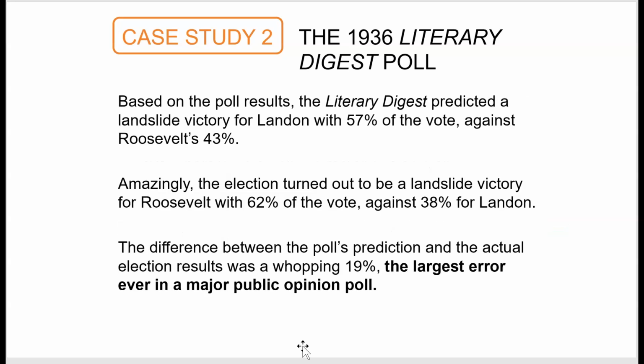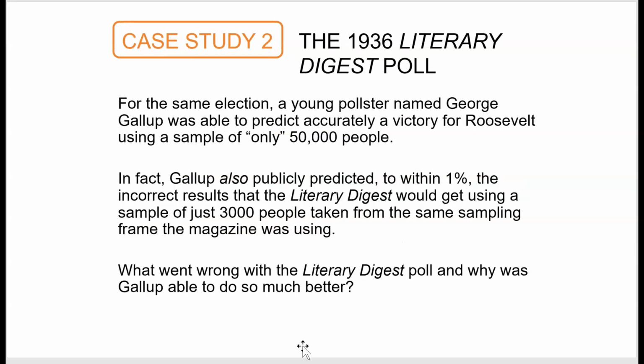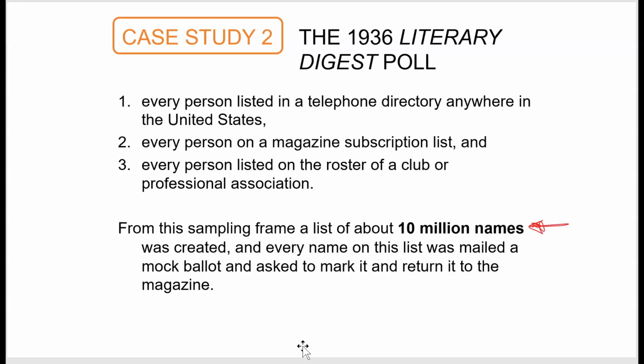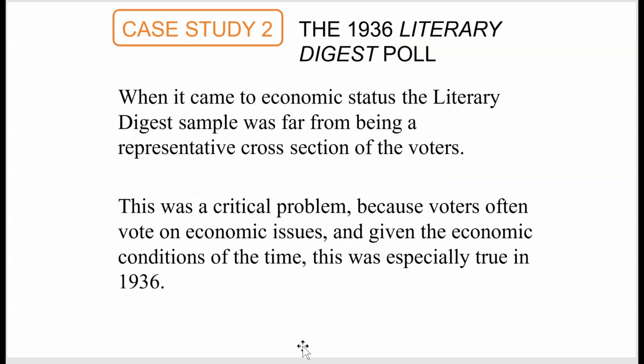Based on the results, Landon, a person you've probably never heard of, got 57% of the vote. But what ended up happening was that he didn't even get close. And this was the largest error ever in a public opinion poll. So what happened? Well, who are they asking? Let's go back to that population: people who listed themselves in a directory, people who subscribed to that magazine, and people who had professional associations. That's not indicative of the entire population.